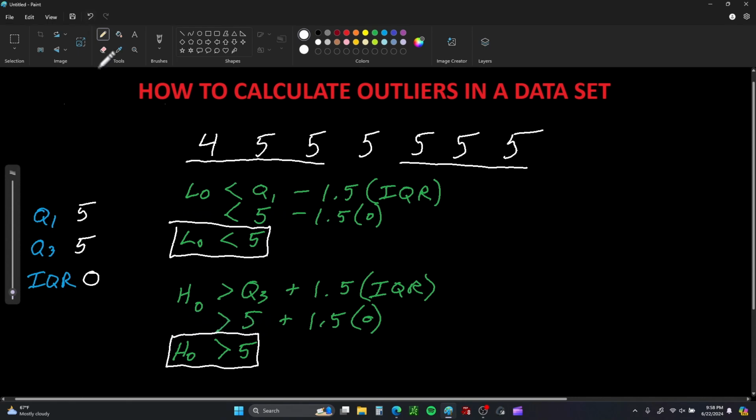So looking at this, it might be surprising because the 4 is not very different from all the other numbers, but since the spread of these numbers is 0, it's very sensitive to a change in one of the members of the data set. So with the slightest change, even if this number was 4.9, it would be an outlier. So low outliers are numbers less than 5. We do have a low outlier, and high outliers are numbers greater than 5. And over here, we don't have a number that's bigger than 5. So there are no high outliers.